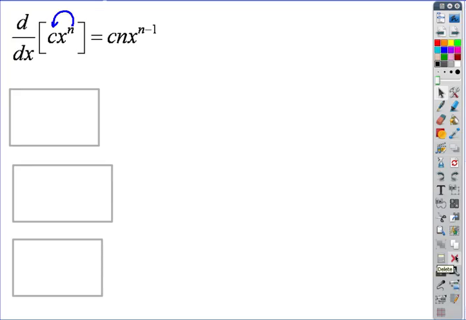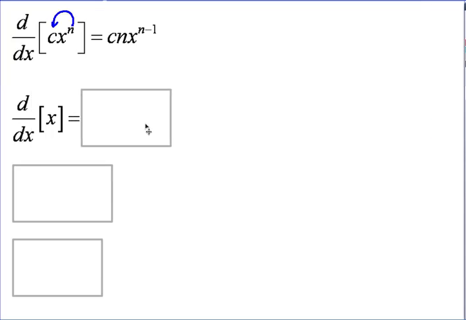Okay, so then how about this? What's that mean, first of all? What are we doing here? We're taking, how would we say that? What am I asking you to do? I'm asking you to take the derivative of x with respect to x.